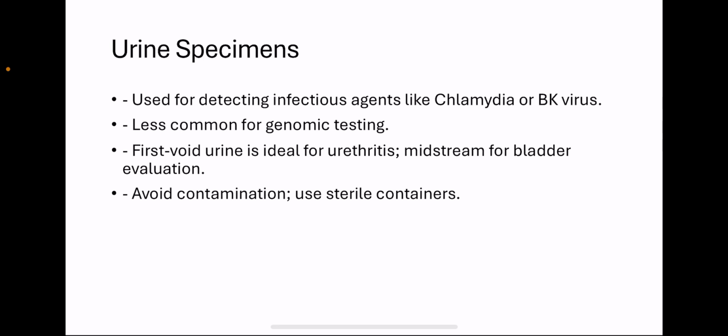For urine specimens, urine is not typically used for human genomic testing, but it can be valuable for detecting pathogens such as chlamydia and BK virus. First void urine is optimal in cases of inflammation of the urethra, while midstream samples better reflect bladder pathology, like the transitional epithelial cells. Proper collection technique, like using a sterile container and cleaning the area, minimizes contamination.